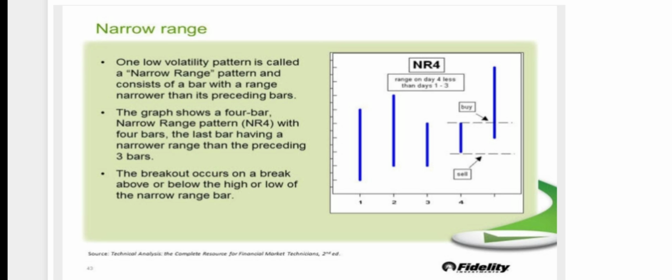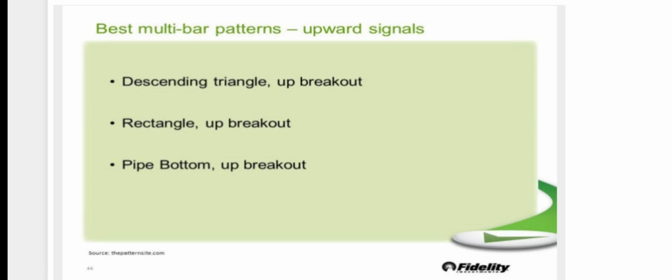So we talked a little bit about the statistical analysis, back testing done on all these patterns. Just to sum it up for you, the best multi-bar patterns in upward signals have been descending triangle with a breakout to the upside, a rectangle with a breakout to the upside, and the pipe bottom that Colin just discussed with a breakout to the upside.